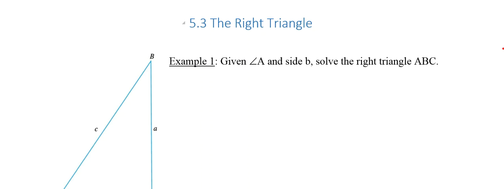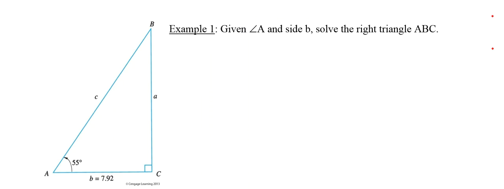So our first one that we're going to work with here, I have a right triangle drawn. It gives us angle A at 55 degrees. It tells us that our side B is 7.92, and it says to solve the right triangle. So solving a triangle means find out anything that is unknown. Well, I don't know what side C is, I don't know what side A is, and I don't know what angle B is, so I need to find those three. I know angle C because that's my right angle.